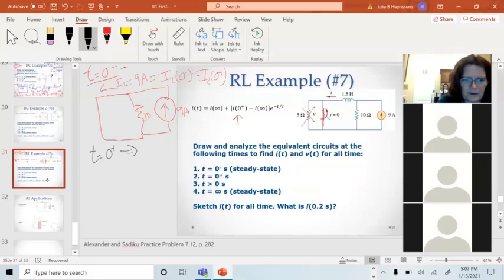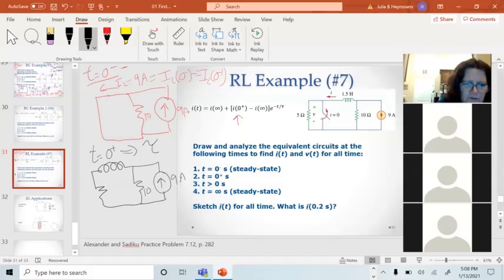And this is going to help me find tau. So t equals 0 plus. I'm proud of myself. I only crashed my computer once today. T equals 0 plus. This switch is open. So now I'm no longer bypassing that resistor. I've got a 9 amp source. I still have my 10 ohm resistor. I have an inductor, and I have a 5 ohm resistor in series with it.